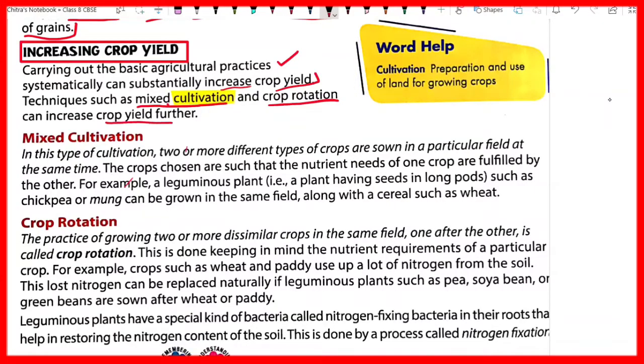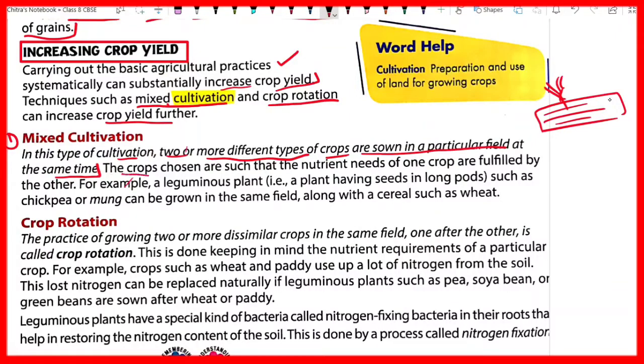Now, first we are going to discuss mixed cultivation. In this type of cultivation, two or more different crops are sown in a particular field at the same time. That's what is called mixed cultivation. Suppose you are sowing potato plants in a crop field, along with that you can sow mustard seeds also. You can have some vegetables in between them, so that both crops can grow in the same crop field by providing benefit to each other.